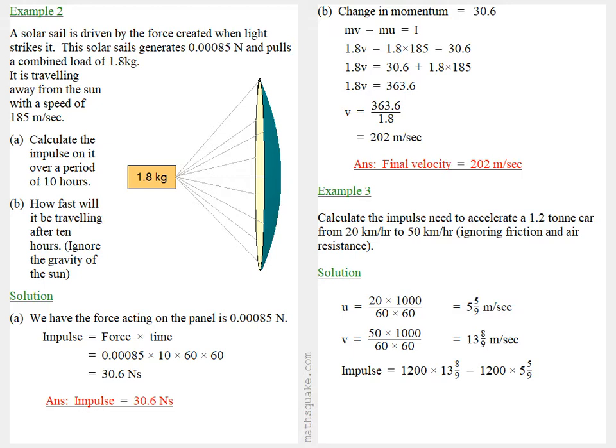So the impulse is the final momentum minus the initial momentum. So the impulse is 1,200 times 13 8/9 minus 1,200 times 5 5/9. And that works out to be 10,000. And so the impulse is 10,000 newton seconds.